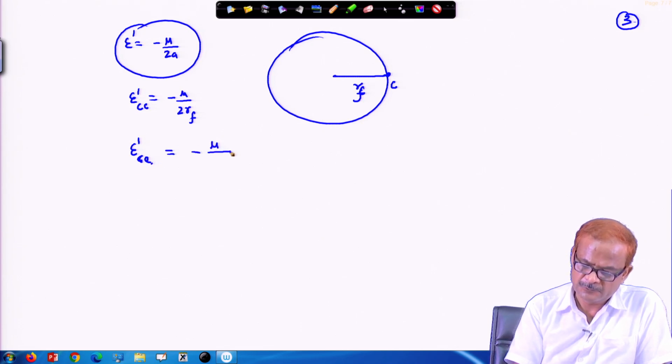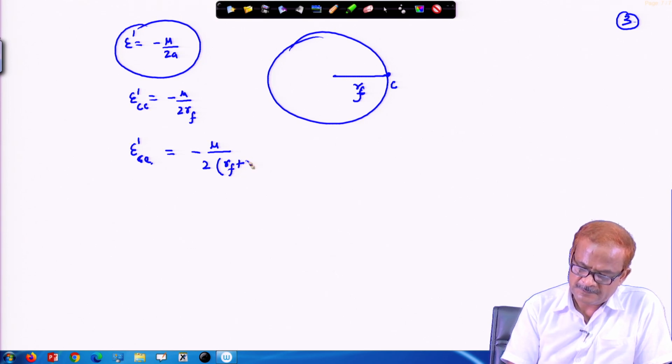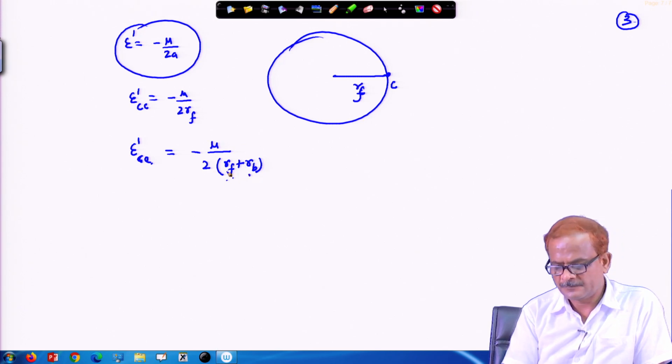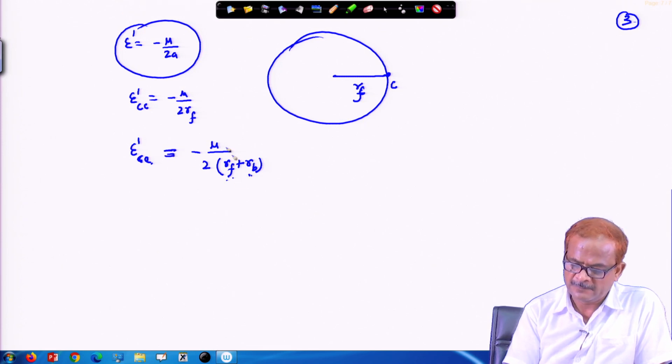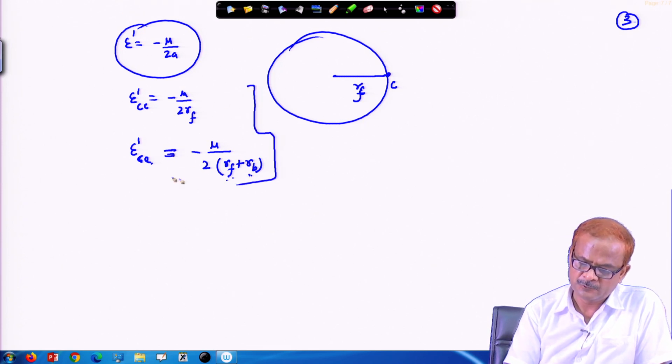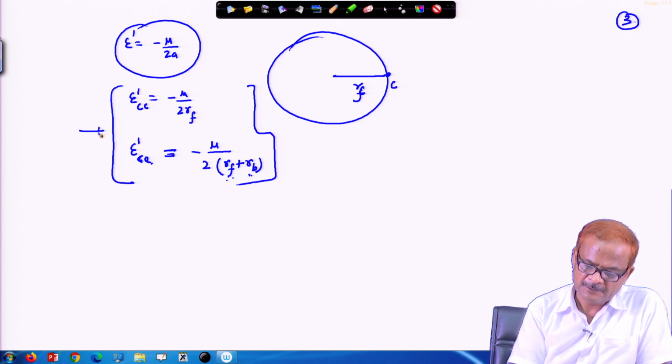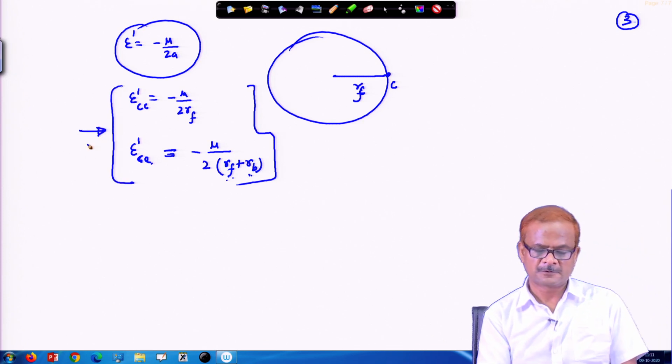So, this is minus mu by 2 times R F plus R B. So, R B, if it is much larger than R F, so you can see that, or say R B is greater than R F. So, you can calculate what the energy will be. This is valid for both the elliptic and the circular orbit.